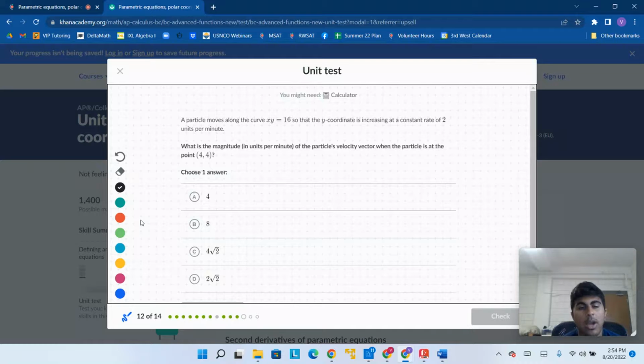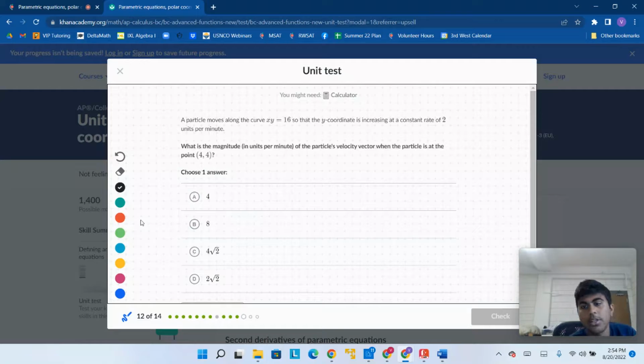All right, so how do we approach this? How do we even do anything like this? All right, let's think. If we think about this, we can realize that we're moving along the curve xy equals 16, and the y-coordinate is increasing at a constant rate of 2 units per minute.